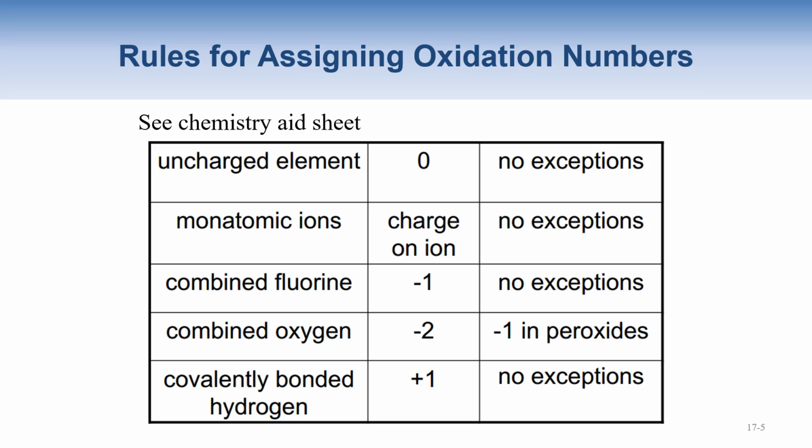Rules for assigning oxidation numbers. These rules are spelled out in the chemistry aid sheet, so you should review all of the details that are listed there, but this is just a short summary. An uncharged element is 0. Monoatomic ions, like Na plus or Cl minus, are given the charge of the ion. Combined fluorine is always -1. Combined oxygen is -2, but it's -1 in peroxide compounds. And covalently bonded hydrogen is +1 with no exceptions.